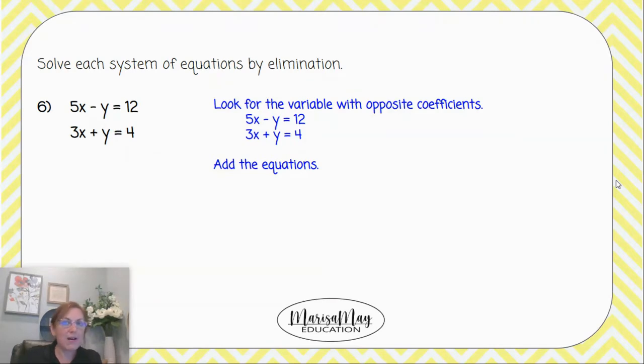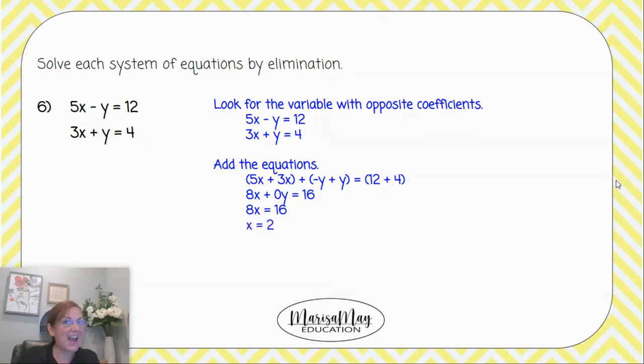I want you to think about like terms though, because we're going to add the 5x and the 3x. We're going to add the negative y and the y. We're going to add the 12 and the 4. So that gives me 5x plus 3x is 8x. Negative y plus y eliminates y. Remember we said that's what we were trying to do. Gave me 0y equals 16. Now 0y, we don't have to write that. And so I get 8x equals 16. Or if you divide by the 8, you get x equals 2 here.